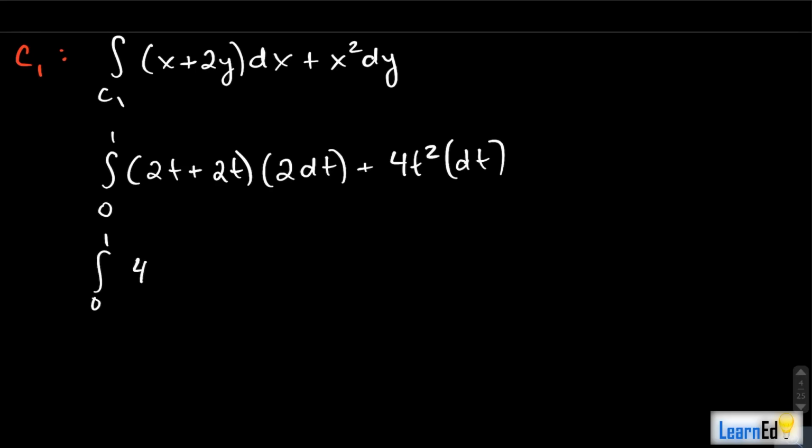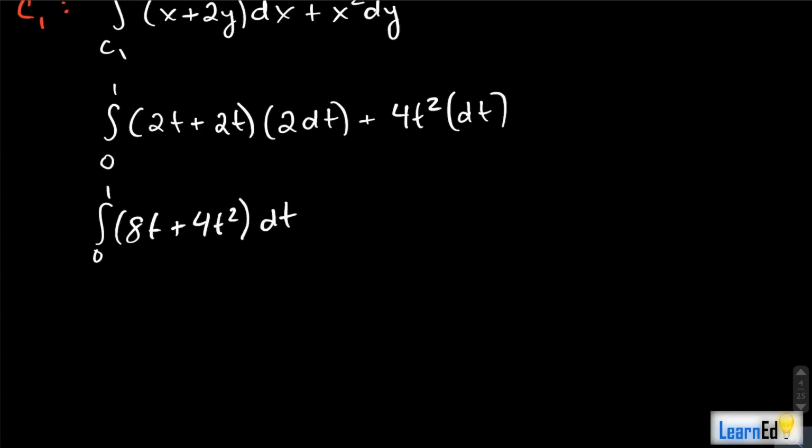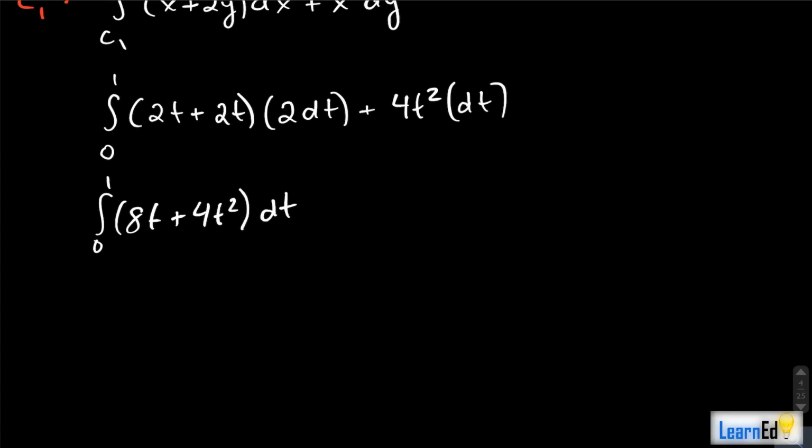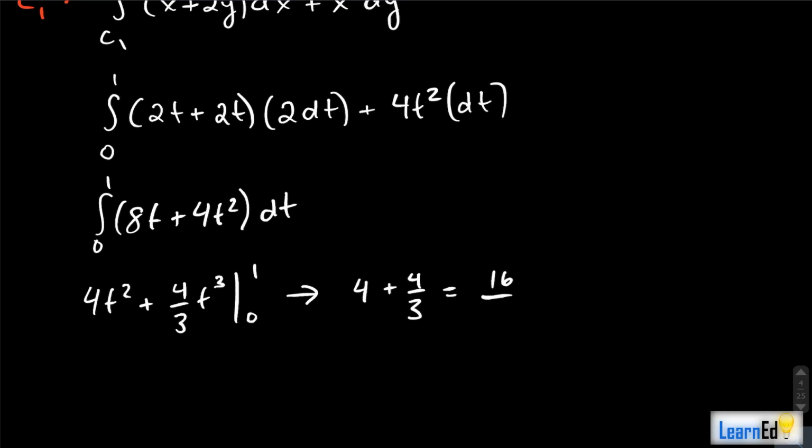So we get 4t times 2 dt. So actually, I can just simplify that to be 8t. So we have 8t plus 4t squared. We can just factor out the dt, right? And now we just have a nice little integral. This becomes 4t squared plus 4 over 3 t cubed, evaluated from 0 to 1, which is just going to be 4 plus 4 over 3. And that'll just be 16 over 3.